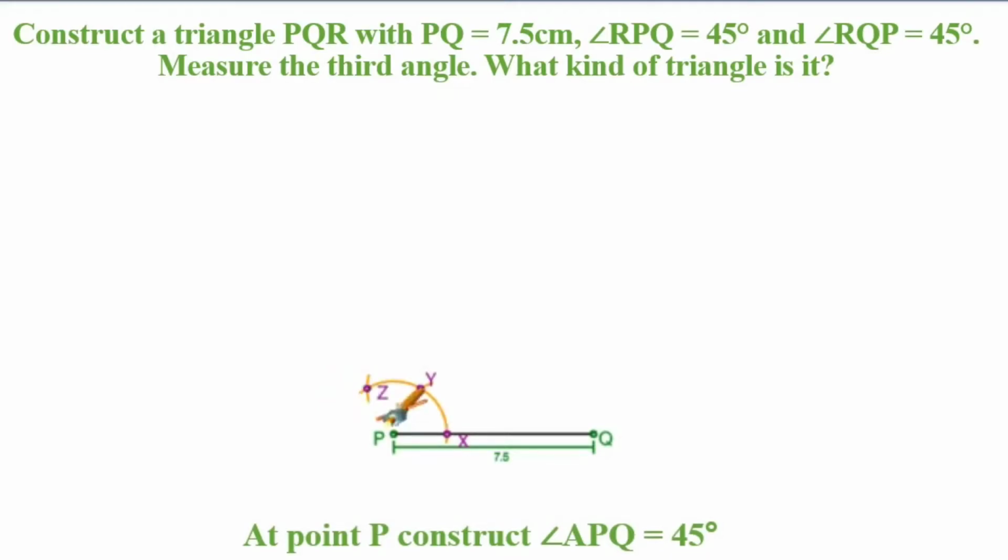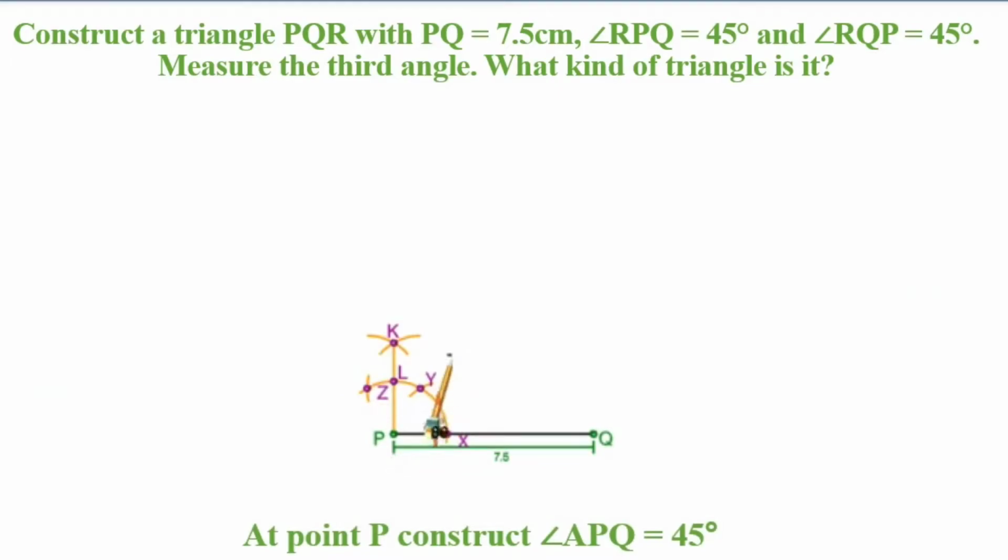I will bisect this angle. So, with Y as center, I make an arc. With the same radius and Z as center, I make another arc to intersect the previous arc at point K. I mark the point of intersection as K. I join PK to intersect my first arc at point L. Now angle XPL will be how much? It will be equal to 90 degrees.